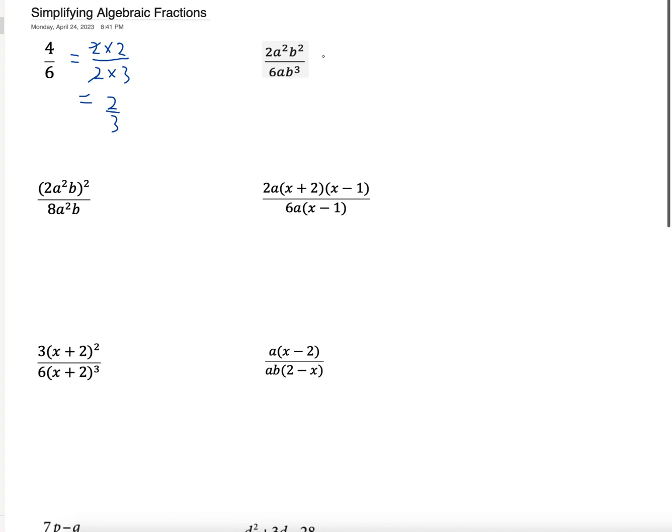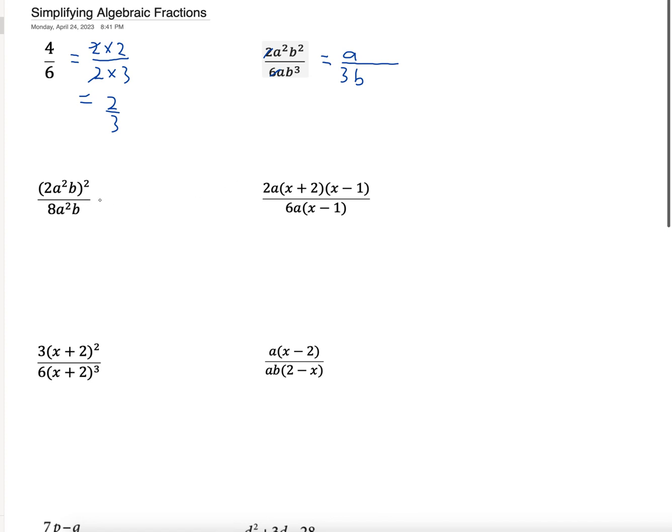Similarly, in an algebraic fraction, we look out for common factors. We have 2 cancel with 6, which we can write as 2 times 3, and 2 is cancelled away, leaving behind 3. A square is a times a, and 1a is cancelled away, so 1a is left. And b cubed is actually b square times b, and b square is cancelled, so 1b is left in the denominator.